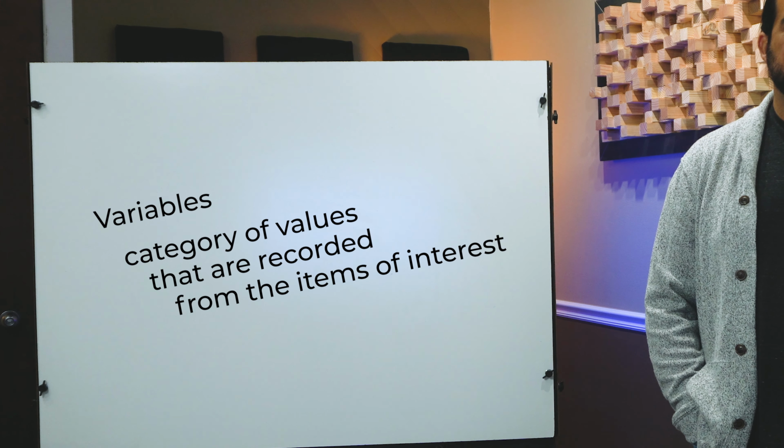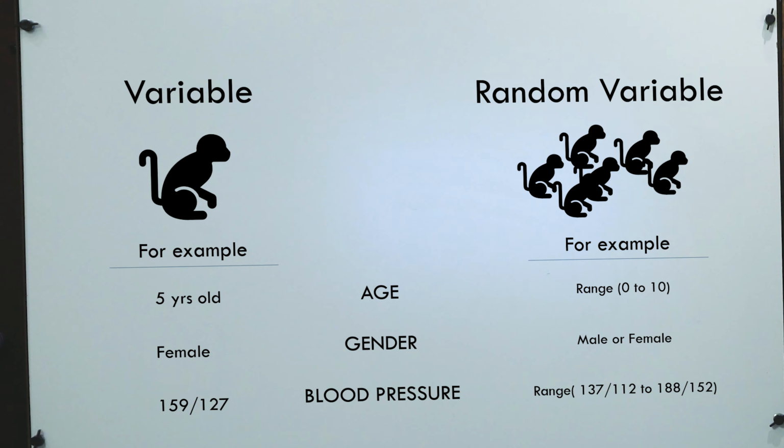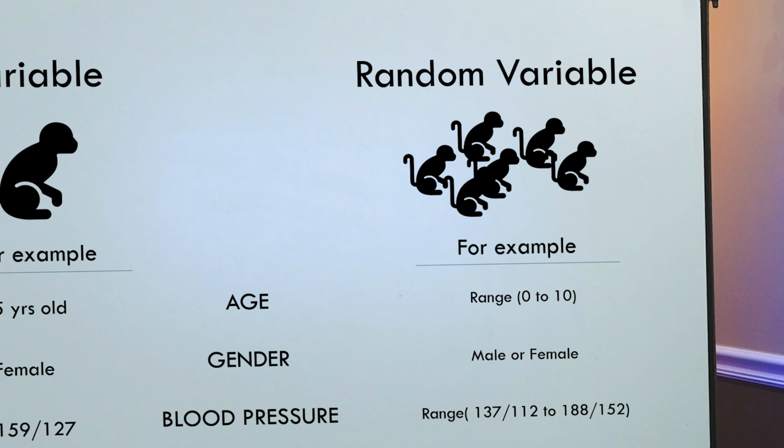Variables are the category of values that are recorded from the items of interest. This will mostly be from the samples. A variable for the monkey example could be age, another could be gender, and yet another could be average blood pressure. A random variable is a property of the population that varies from case to case.